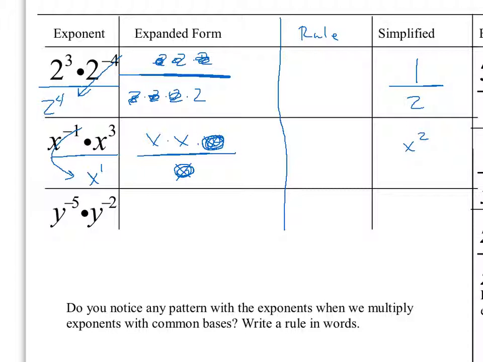Now if there's nothing left over on the bottom, what belongs there? Nothing, because it would be over 1, but just like we know 6 over 1 is the same thing as 6, or 4 over 1 is the same thing as 4, we know x squared over 1 is just x squared.